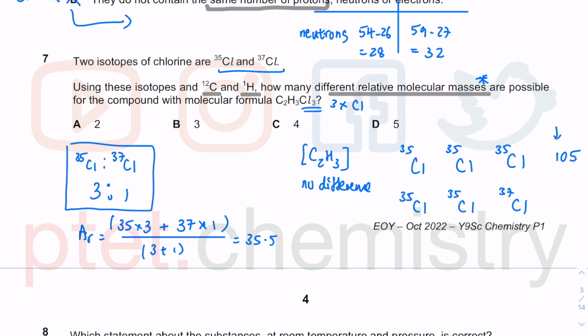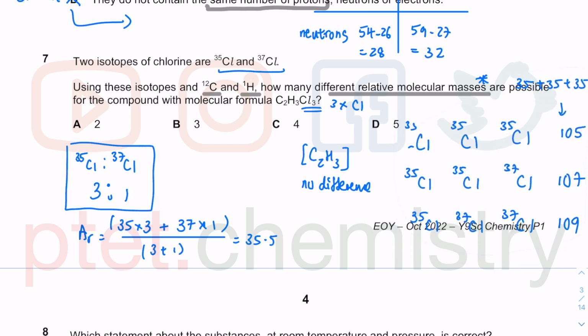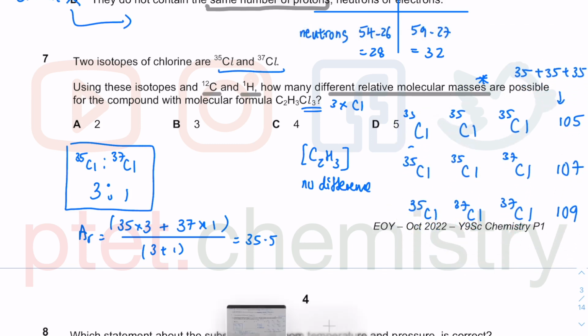This is 35 plus 35 plus 35 because we are dealing with mass numbers. So 35 plus 35 plus 37 gives me 107. We want how many different relative molecular masses? You could have 35, 37, 37, and this will give you 109. And the last one is all of them being 37, so 37, 37, and 37, and that will be 111.